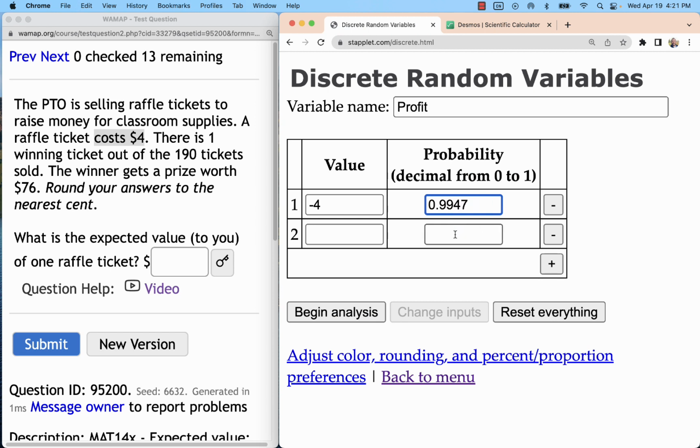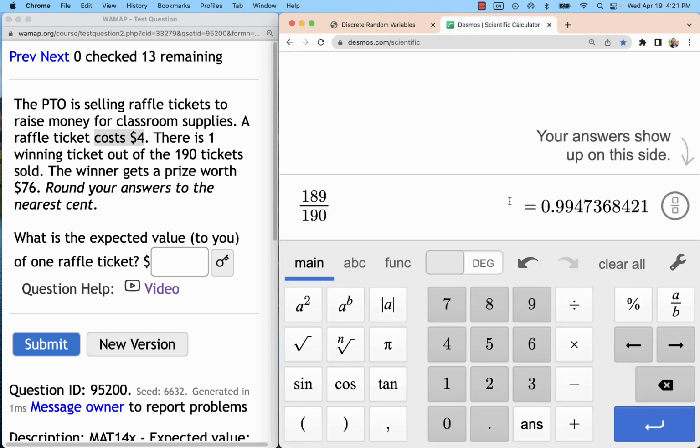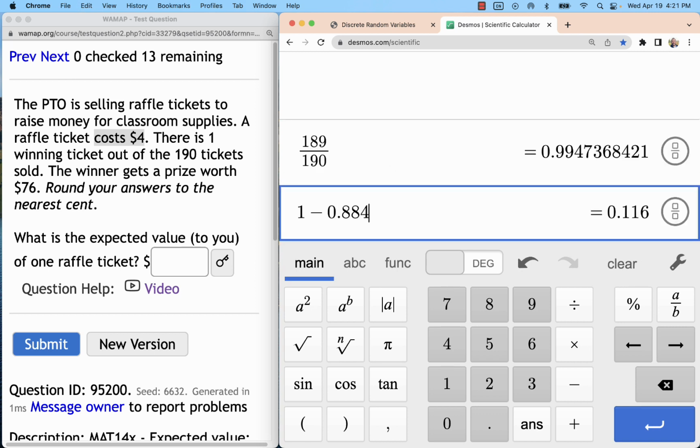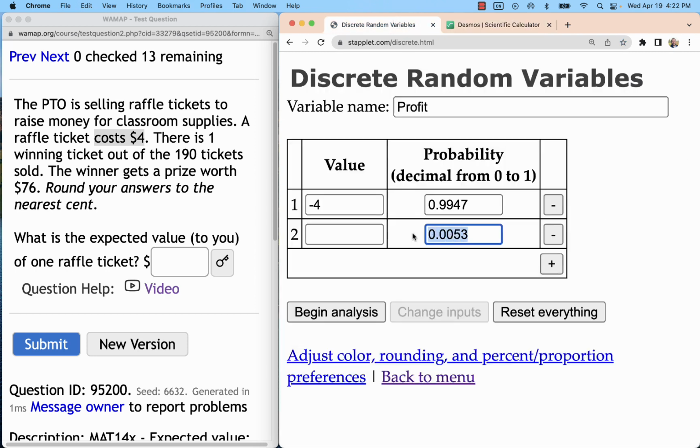Now these need to add up to 1, and so I need the remaining probability, which is 0.0053. I'm just taking 0.9947 from 1. So that's the one winner. Very, very small odds for winning this raffle. And the winner has $76 of winnings minus the $4 cost to play, which is only a $72 profit.